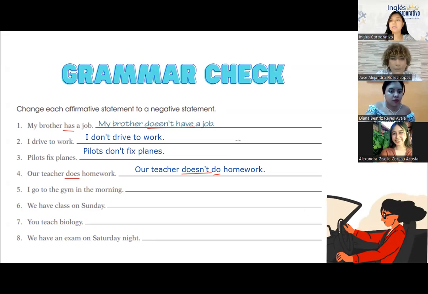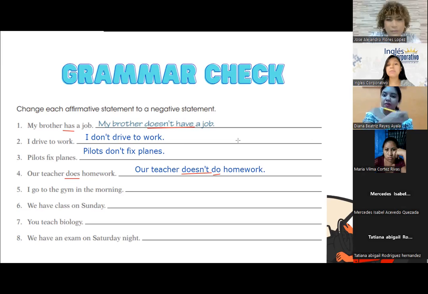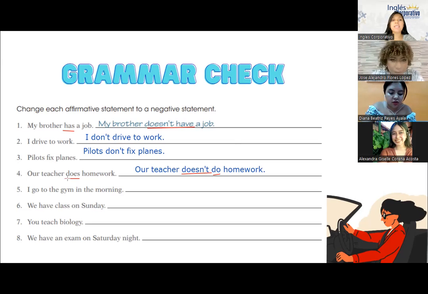Questions, preguntas? Doubts? ¿Me podría repetir lo de doesn't do? Yes. So in this case, it says, our teacher does homework. Aquí dice, nuestra maestra o nuestro maestro hace la tarea. In negative, como recordemos la estructura, va sujeto, verbo auxiliar negativo, verbo en su forma base y complemento. Entonces es, our teacher doesn't do homework. Porque va el verbo en su forma base. Entonces el verbo does es tercera persona. Pero como en la negativa lo ponemos en su forma base, es do, de hacer.